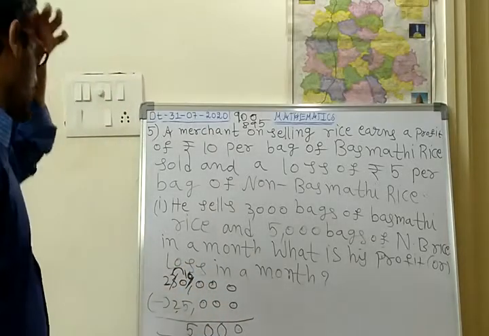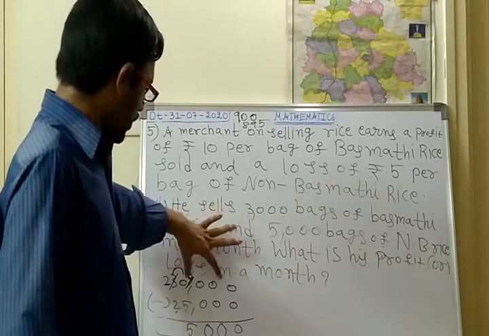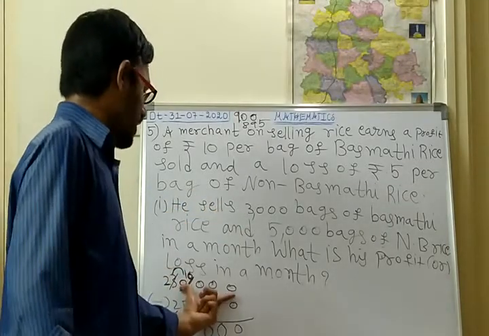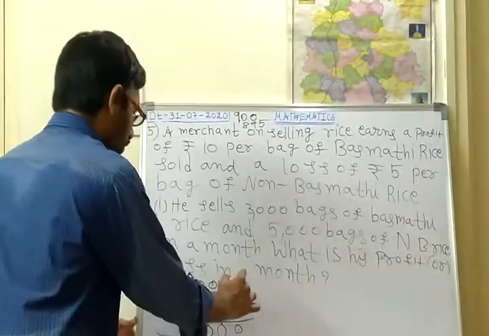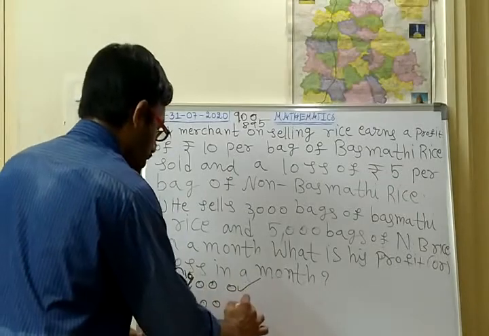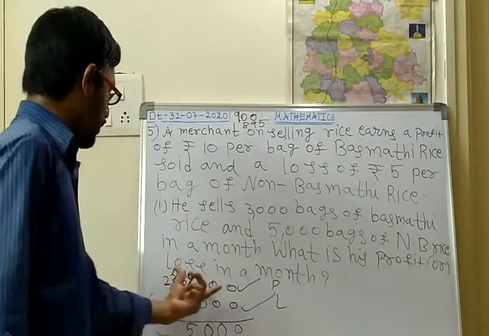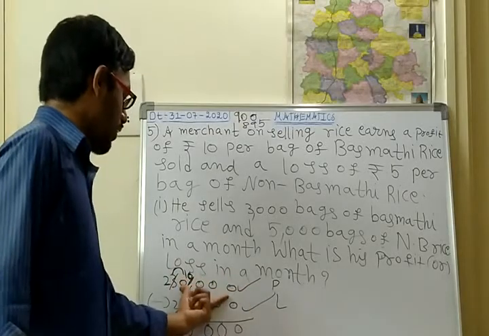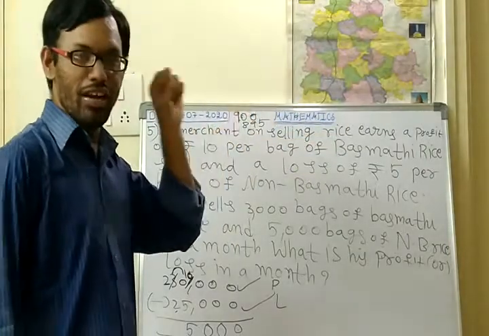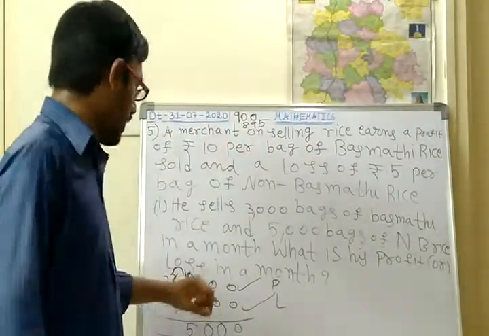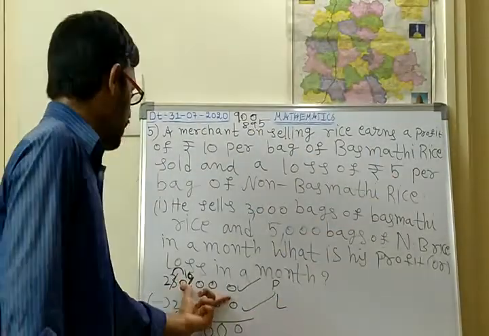So here 5000. Which is greater? 30,000 is greater. Profit is more than the loss. The profit is 30,000, the loss is 25,000. This is profit, this is loss. Which is greater? 30,000. Profit is more. Whatever he gained, he gained extra money, which is greater than whatever he lost. So obviously it is profit only.